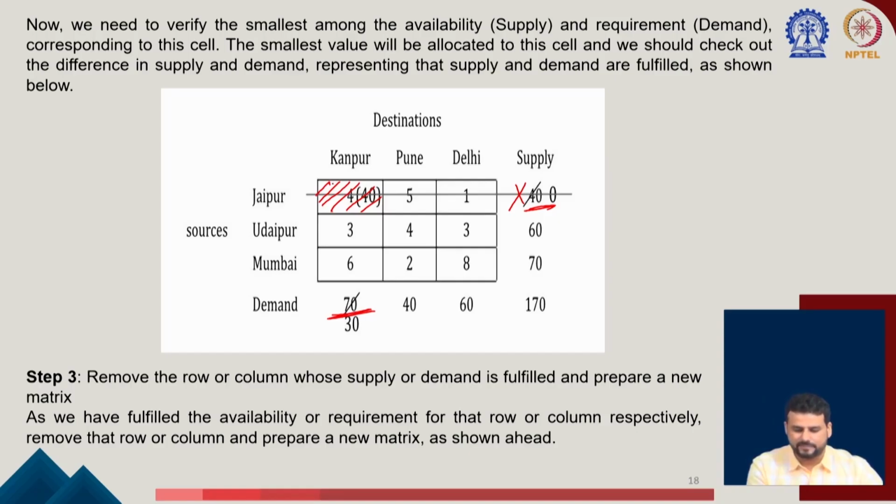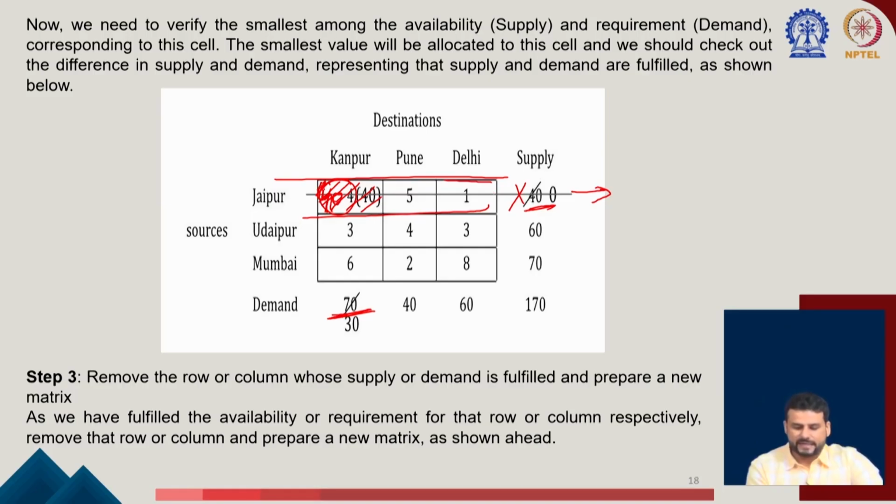I can maximum allocate 40, because I cannot go for more than 40, because in that case supply is only 40. How can I allocate 50 in that cell, because supply from Jaipur is only 40, and the constraint we said is that the total allocation in the first row should be equal to the supply, and that should be the same throughout all the columns and all the rows.